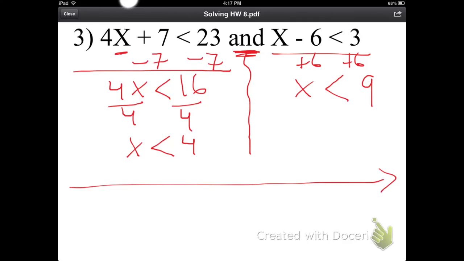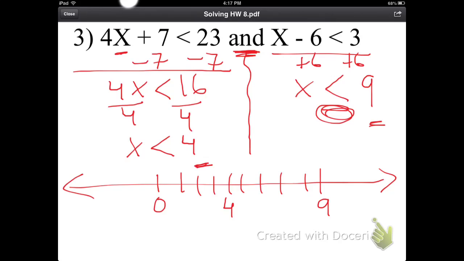Let's graph this. Here I got 9 and 4 as my critical numbers. So once again, I'm going to put 0 kind of on the left side. 2, 3, 4, 5, 6, 7, 8, 9. 9's over here. 4 is here-ish. And since I don't have a line under my inequality, I am not going to fill in the circle. And so it's the same thing for both. No line, no fill. So don't fill those circles in.